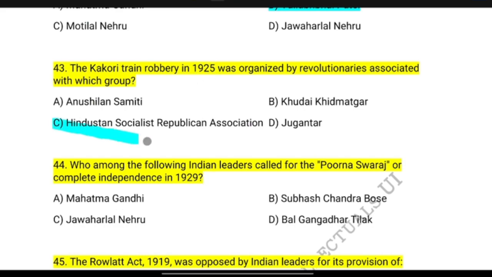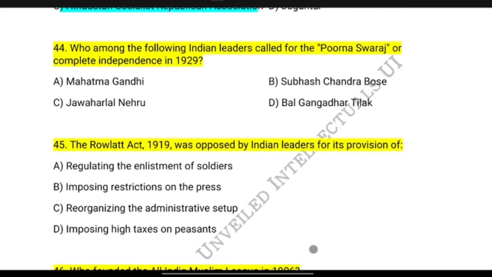Solution. C. Hindustan Socialist Republican Association. Explanation. The Kakori train robbery was executed by members of the Hindustan Socialist Republican Association, HSRA, as an act of defiance against British rule. 44. Who among the following Indian leaders called for the Purna Swaraj, or complete independence in 1929?